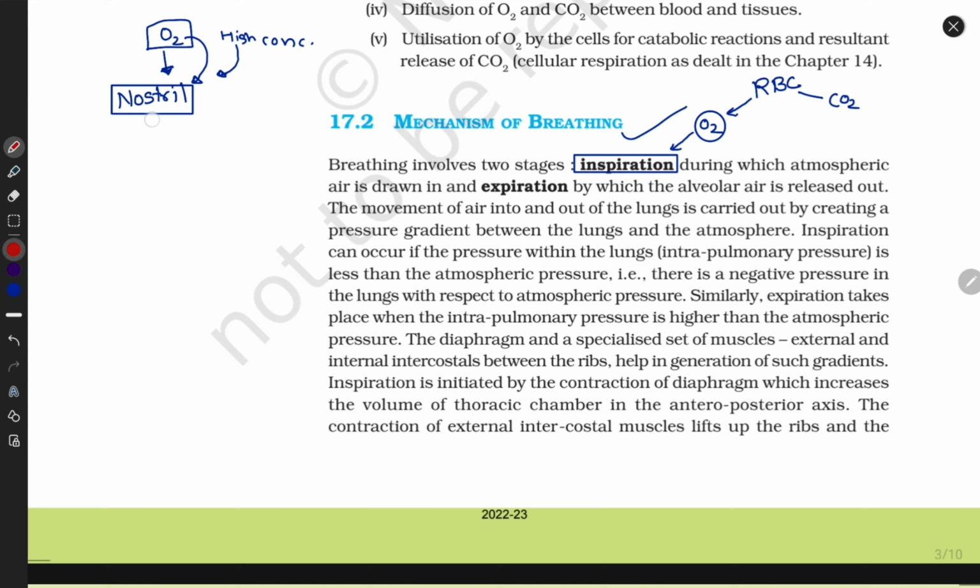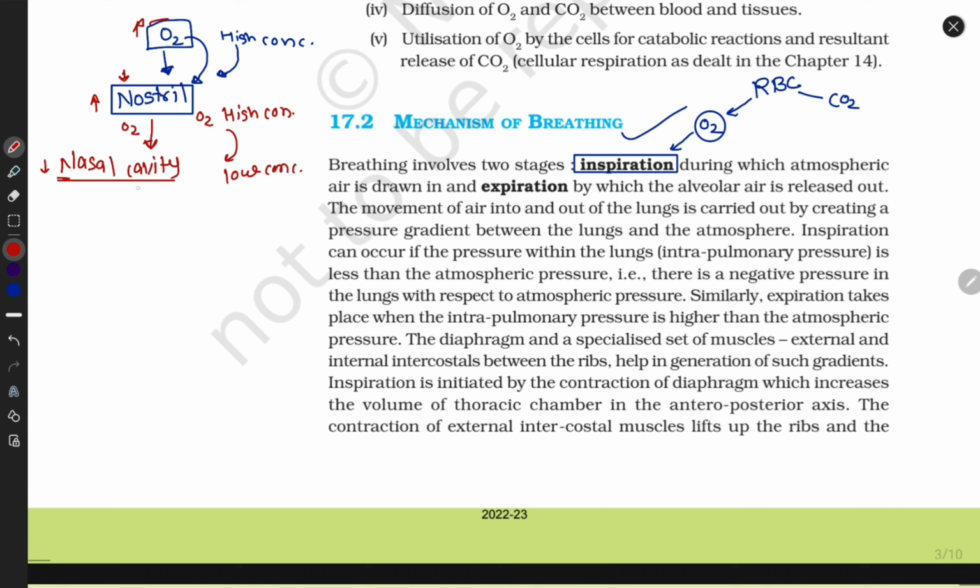Now the nostrils pass their oxygen towards the nasal cavity. How will oxygen move towards the nasal cavity? Because the oxygen in the nostrils is in high concentration, and it moves towards the low concentration. In this case the atmosphere has a high oxygen level and the nostrils have a lower oxygen level.